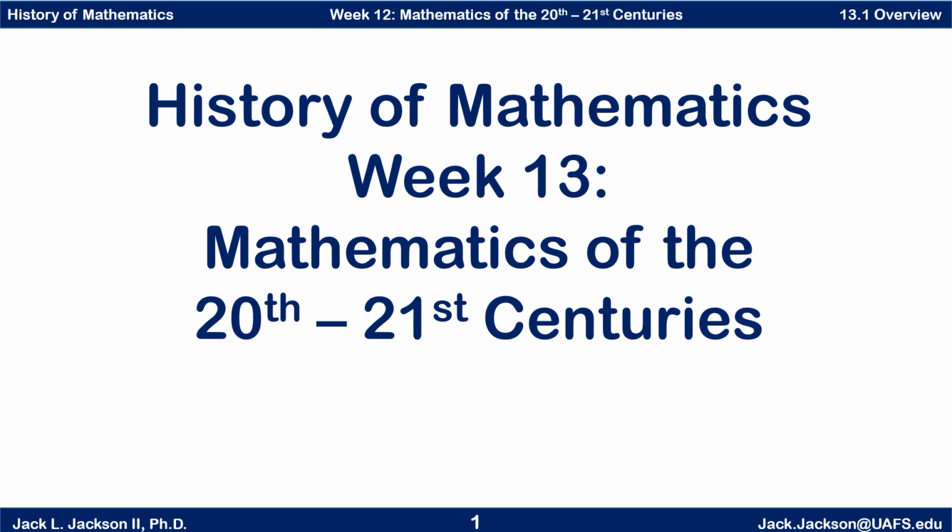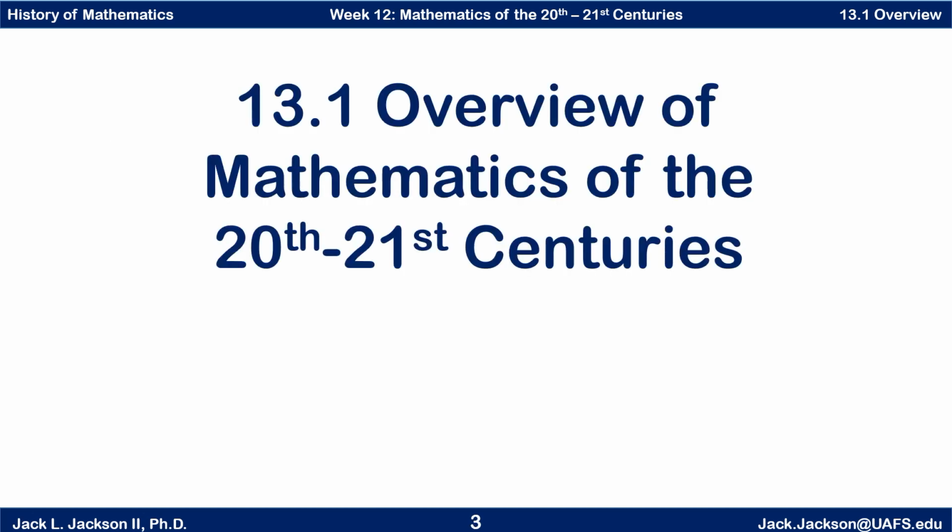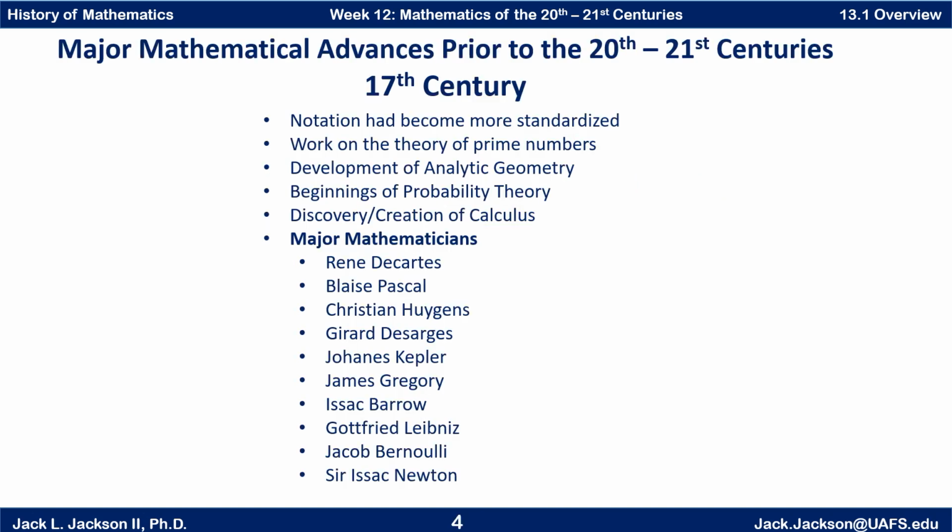I have several sources. A couple of them are the History of Mathematics by Carl Boyer, History of Mathematics: An Introduction by Victor Katz, and MacTutor History of Mathematics, and maybe some other sources for what we're going to be talking about in this video. In this particular video, we're going to just start by giving you an overview of some of the mathematics from 1900 to date. Actually, before we do that, let's just do a quick recap of some of the major mathematical advances prior to the 20th and 21st centuries.